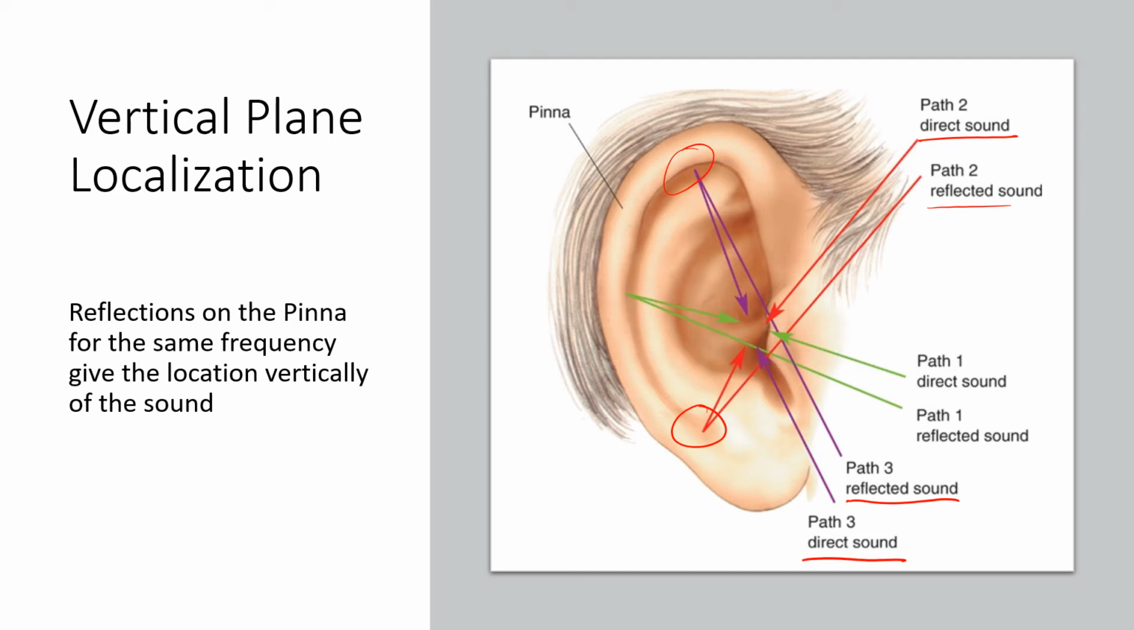So because you're almost hearing the sound twice, the direct and the reflected sound, you are able to compare those two things to get an idea of how high or how low that sound is coming from. And then again, that's going to be based on the shape of your ear as to what the time is going to be.